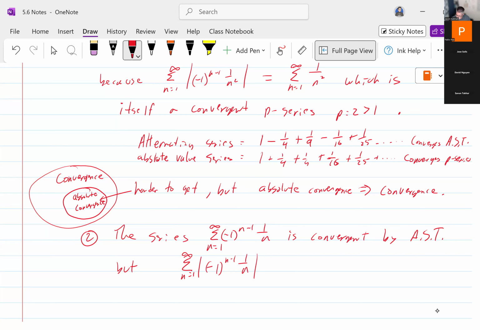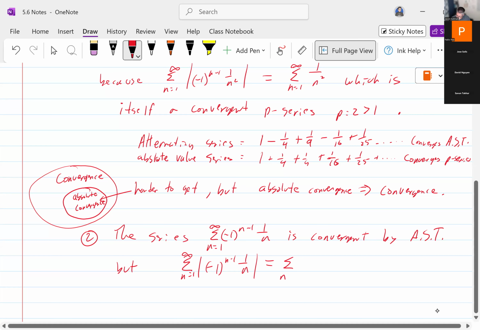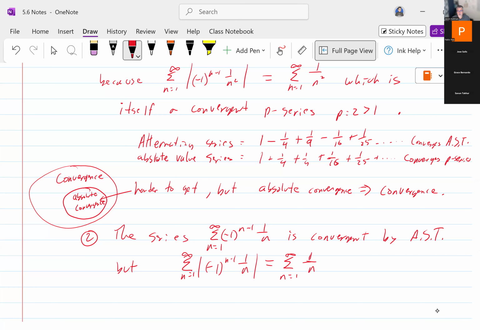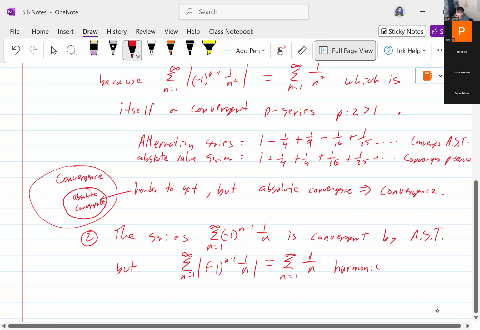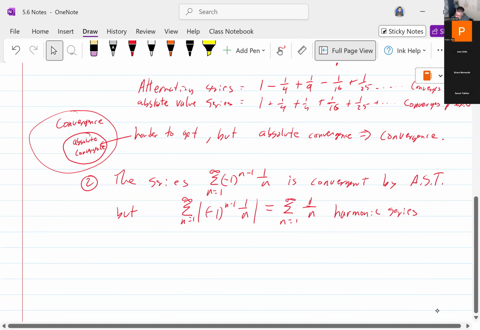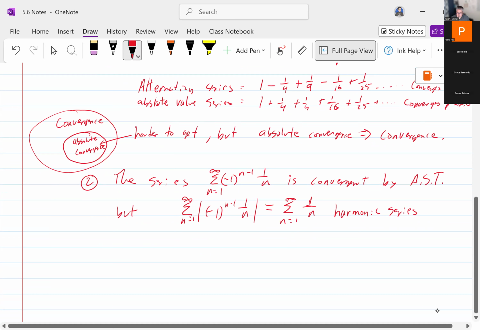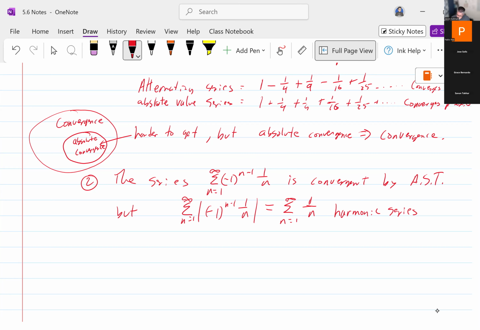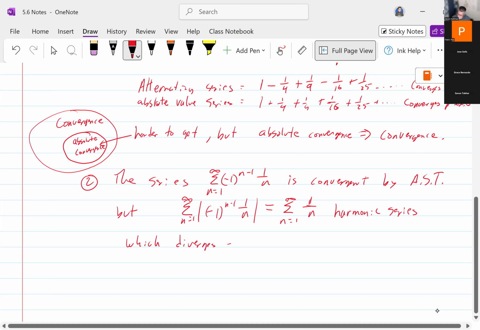If we take the absolute value, we get rid of the alternating, and the absolute value of 1 over n is just 1 over n. So this is the series n equals 1 to infinity of 1 over n. What do we know about that series? It's a harmonic series? Yes, thank you, Grace. And what do we know about the harmonic series? It diverges, exactly. Thank you, Jose. The harmonic series diverges.